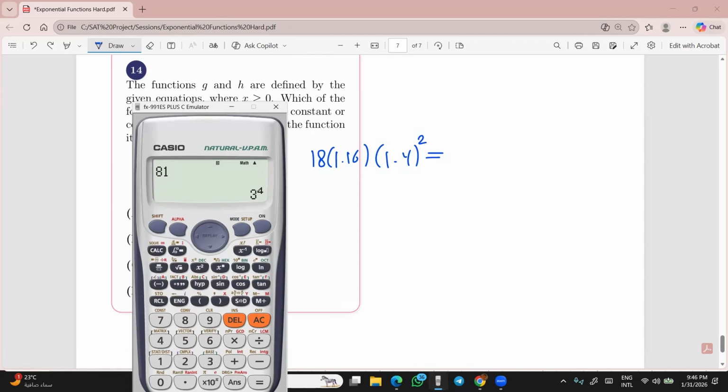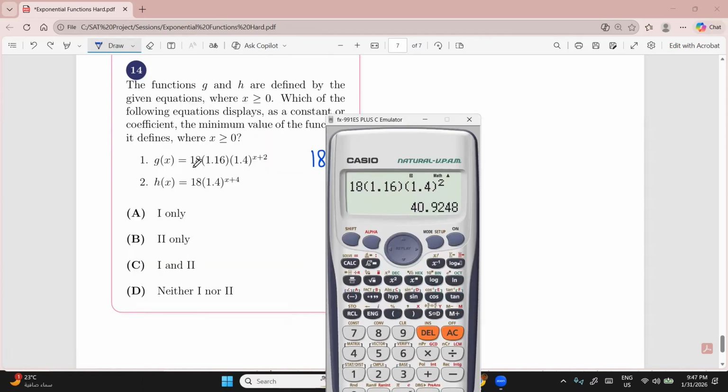18, right? 18, 1.16. Okay, 1.16, and then 1.4 to the power of 2. The answer is this number, which is not given. 40.9 is not given in the question.